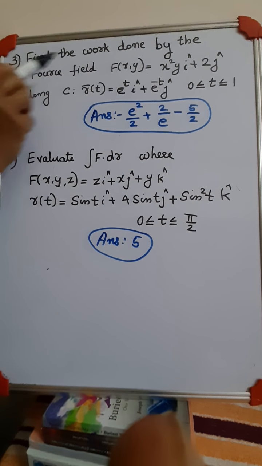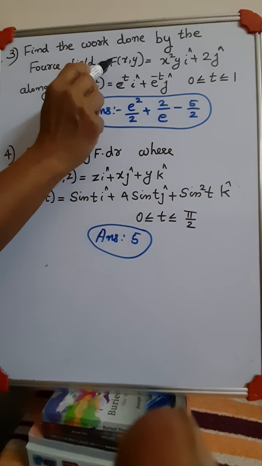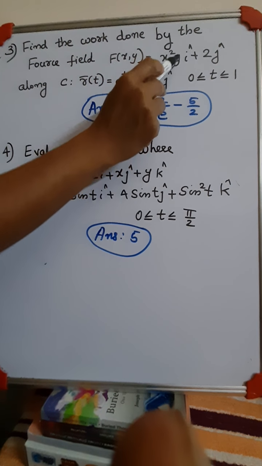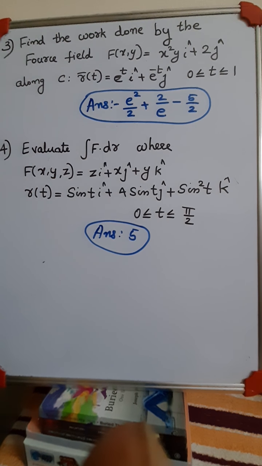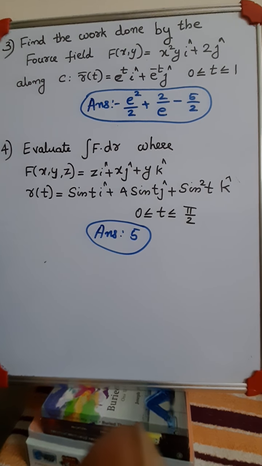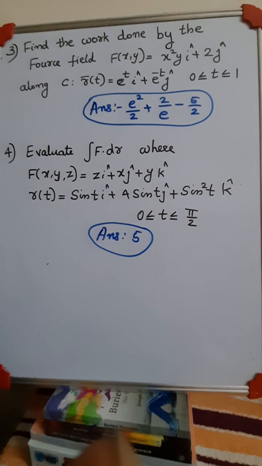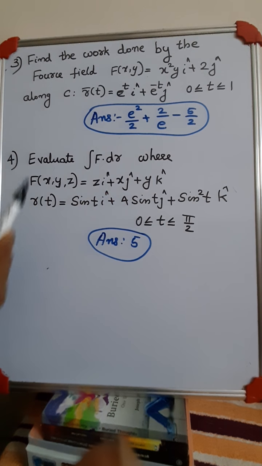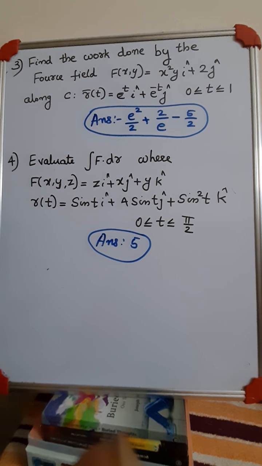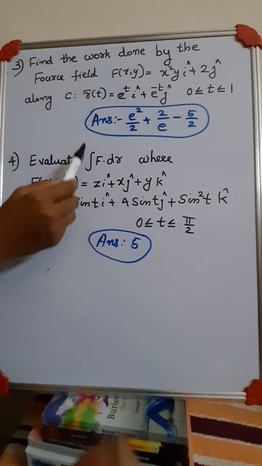First one, force field. Find the work done by the force field where capital F of x y is x square y i plus 2 j, where the curve is r of t equal to e raised to t i plus e raised to minus t j, where 0 less than t less than 1. And the answer is e square by 2 plus 2 by e minus 5 by 2. Check your answer.